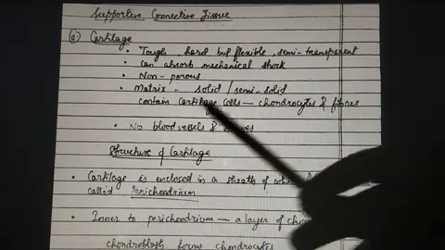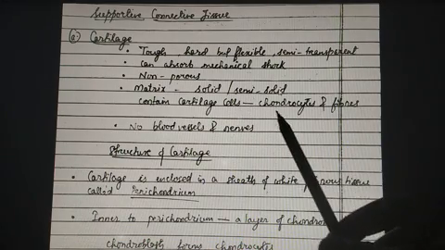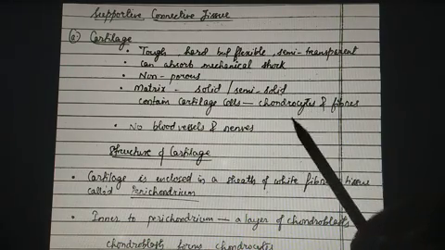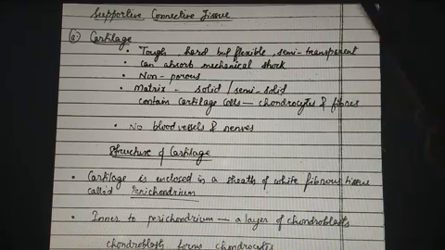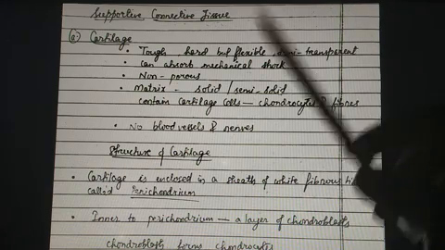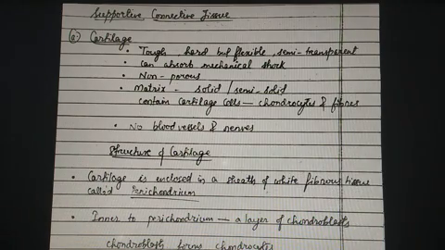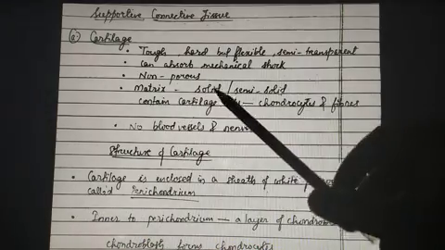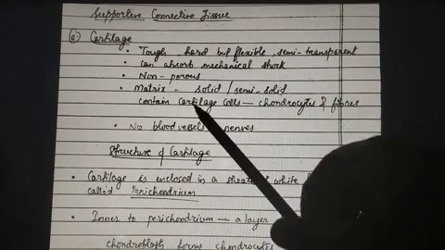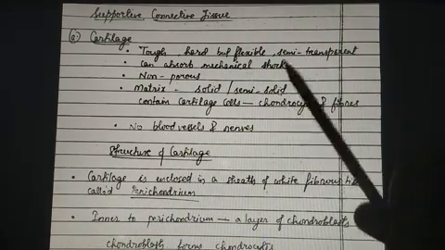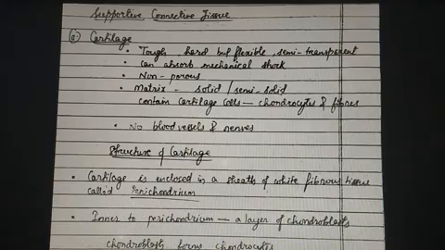Clear? The cartilage contains a special type of cell which is called chondrocytes, as well as fibers. We know that the connective tissue is made up of three important things: one is called cell, another one is called fiber, and the ground substance called matrix. So its matrix is solid or semi-solid in nature, and it contains special cells called chondrocytes, and it contains fibers. There are no blood vessels and nerves in cartilage.